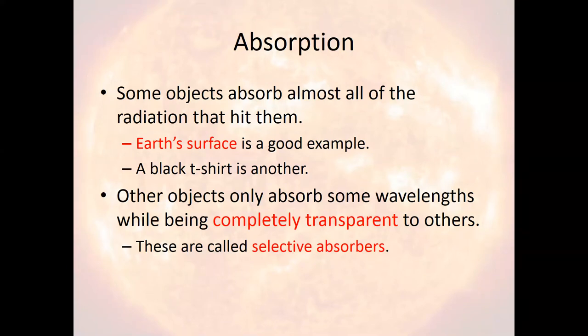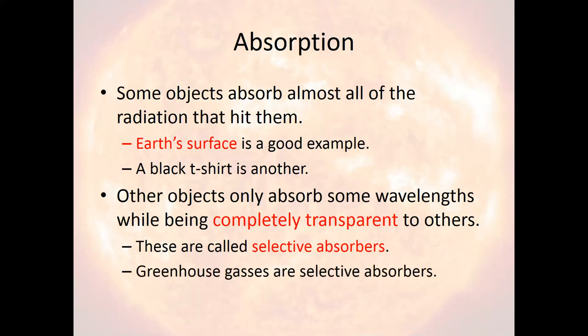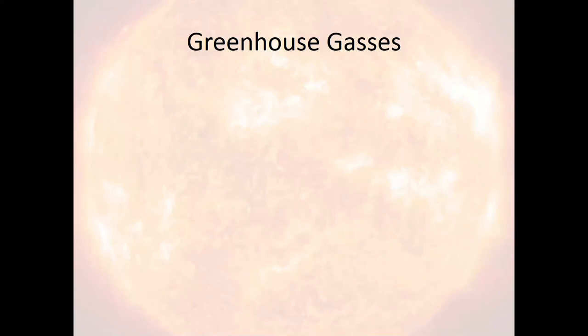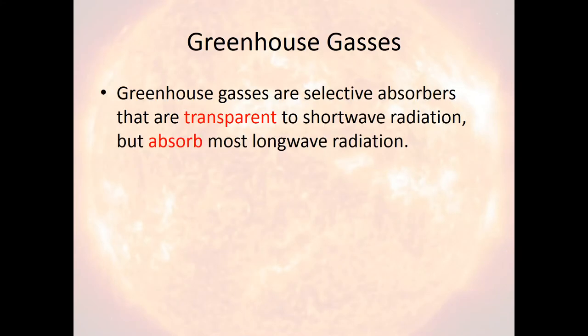A few key selective absorbers in our atmosphere are greenhouse gases. Now, they're not the only ones, but they are some of the key selective absorbers. The way greenhouse gases work is they're transparent to shortwave radiation. They're transparent to sunlight. So sunlight just passes through them, no problem. They don't absorb it. Sunlight just passes through them.